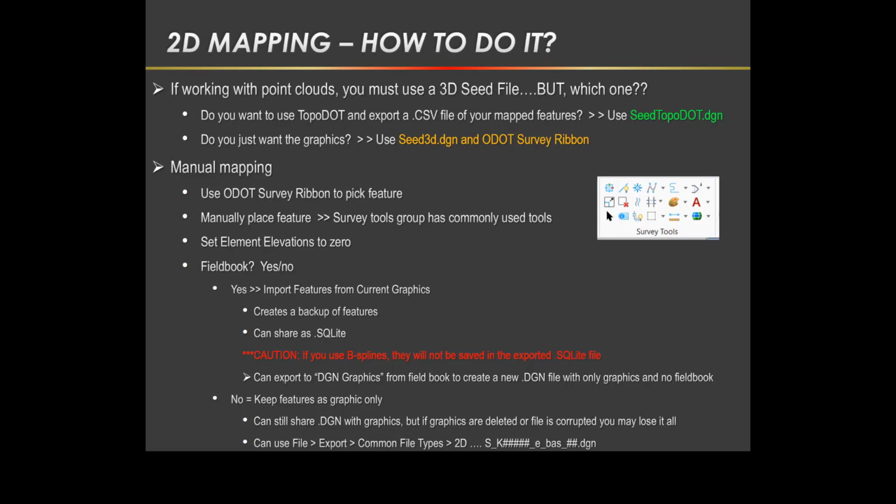You can, however, if you still want to go this method, export to your DGN graphics from the field book to create a new DGN file with only your graphics and without your field book. If you don't want to use a field book, you just want to keep your features as graphics only, you can still share that DGN with your graphics, but if your graphics are ever accidentally deleted or your file gets corrupted for some reason, you may lose it all, depending on the size of your project. That may be a big deal.